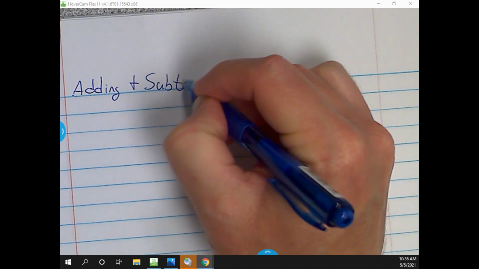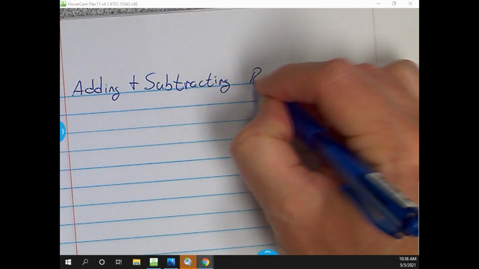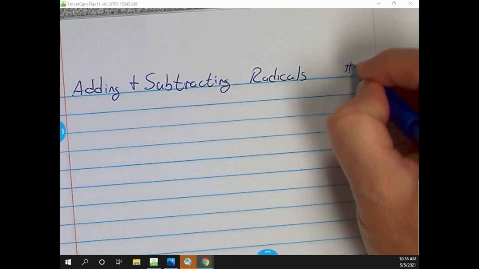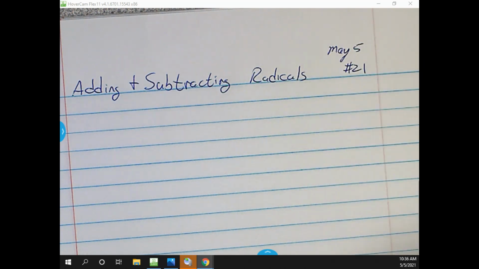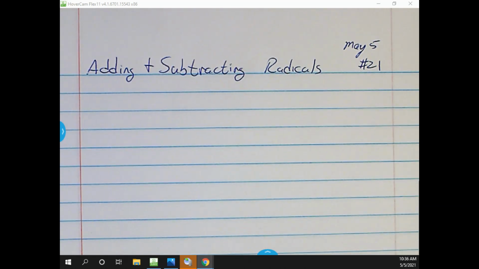Okay, so adding and subtracting radicals. And again, for keeping up notes, this is number 21. It's May 5th. So Cinco de Mayo, if you're a Cinco de Mayo kind of person, or if you're a Star Wars person, it's Revenge of the 5th. So, whichever one you want there.